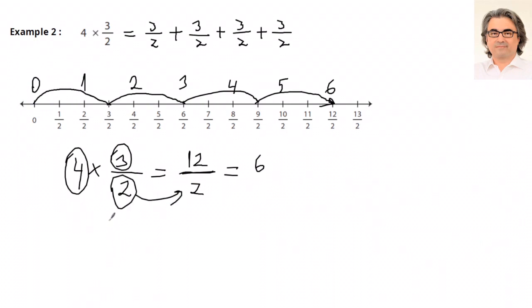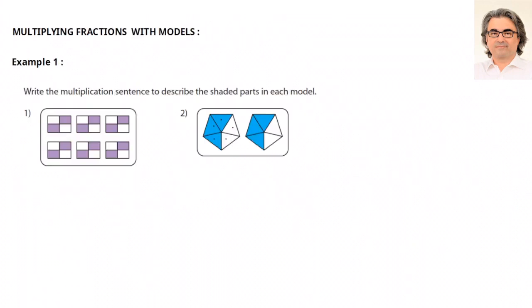I think you understood the meaning of multiplication operation with fractions on number line. These two examples are enough for us. Now on the next page, there is another subtitle, multiplying fractions with models. We have two models, and as you see for the first one, we should write the multiplication sentence to describe the shaded parts in each model.